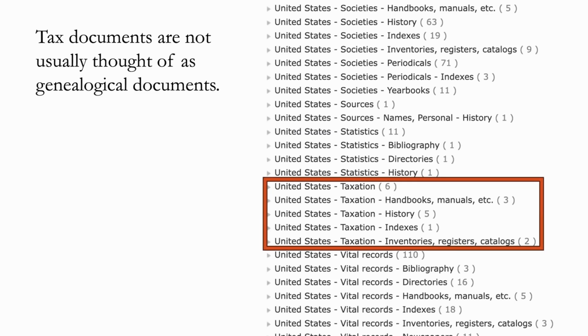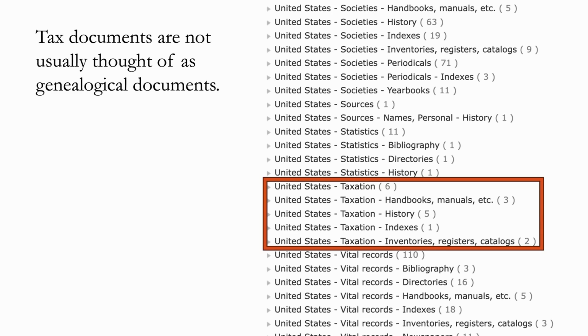This is a list of record categories for the United States of America. And the outlined part in red is the section which refers to taxation. That's it. In other words, there is hardly anything there as far as tax records are concerned. And you can imagine how many tax records have been created since the 1620s and early 1600s in America, and then in the United States, by all these different entities.